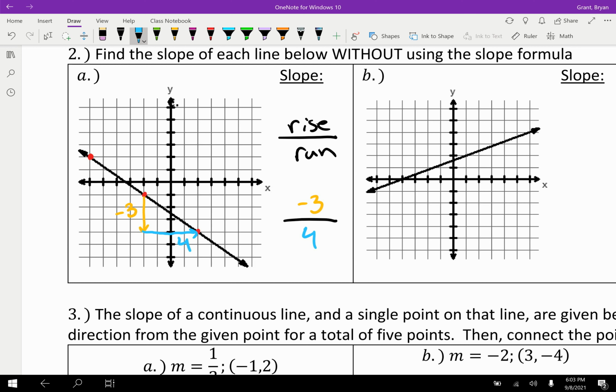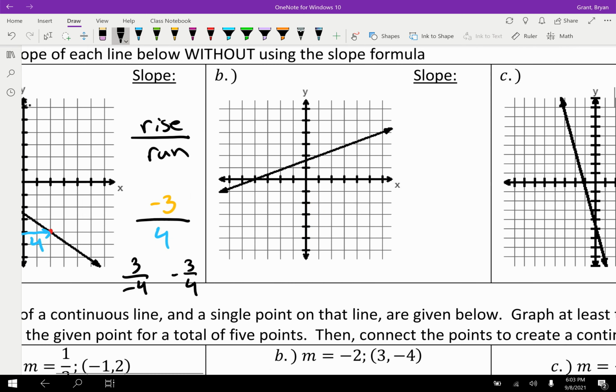Don't forget that you can write that slope in 3 different ways. You can write it like that. You can write it as 3 divided by -4. Or you could write it as -3/4. All of those mean the same thing. It's totally up to you. Let's try the second one.